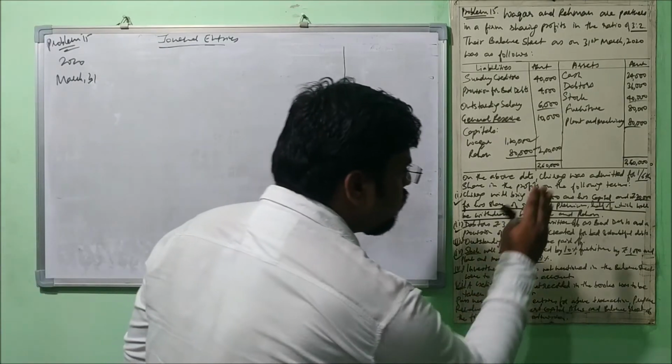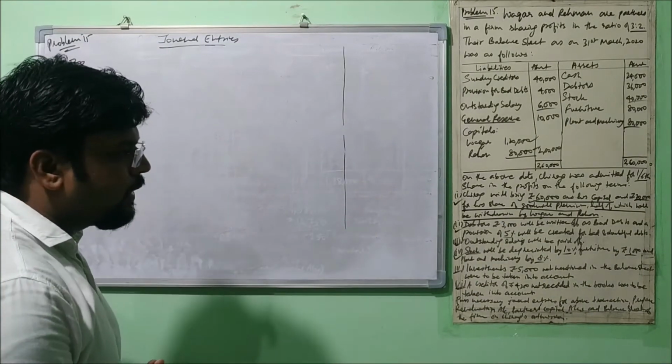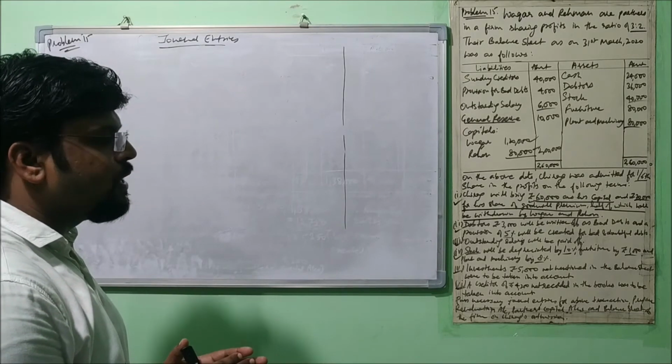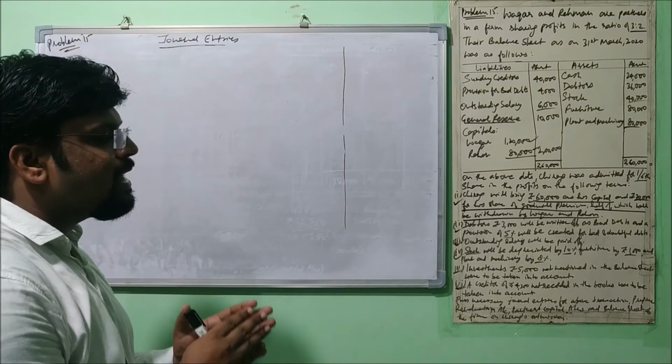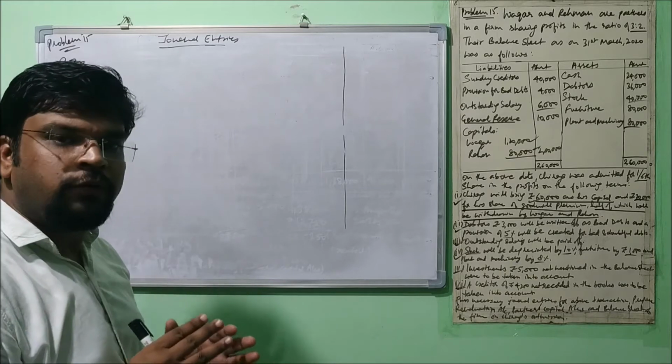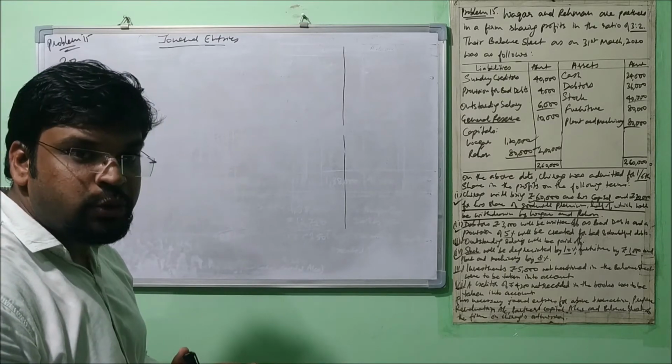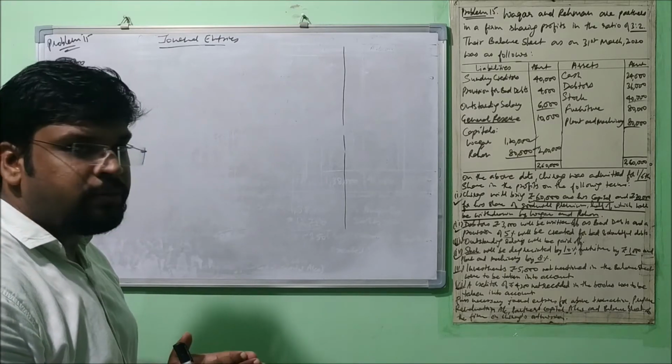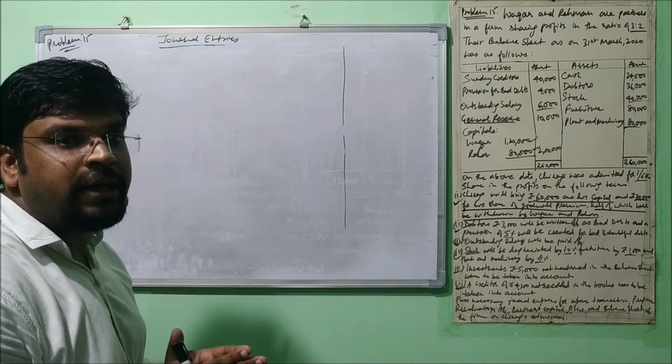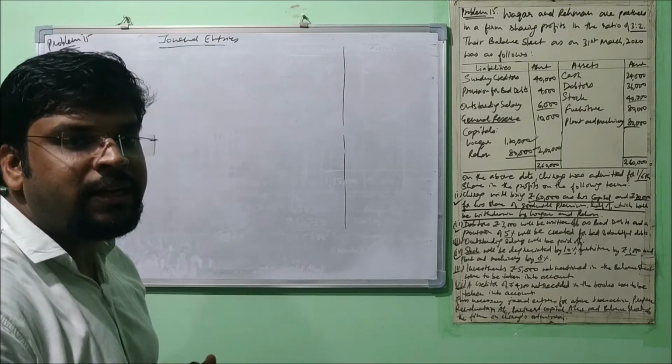So let's talk about the treatment of goodwill here. We have passed one compound entry for bringing the capital as well as the share of goodwill. But as you know, the amount of premium has to be shared by the old partners in their sacrificing ratio.